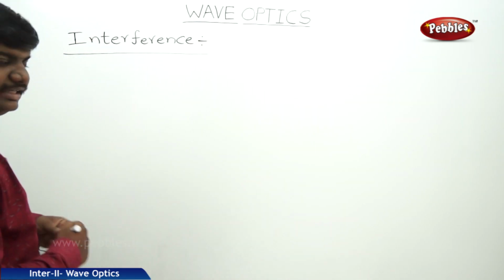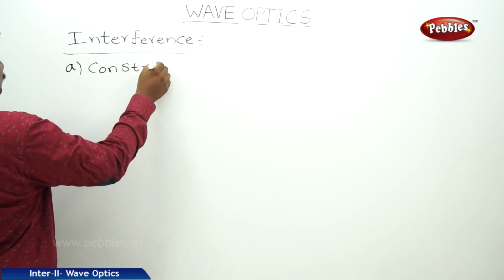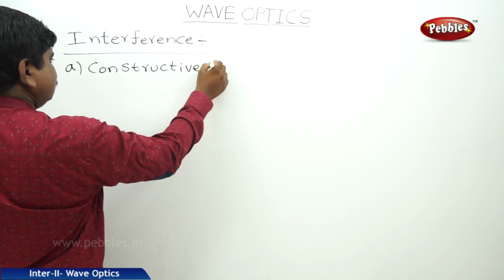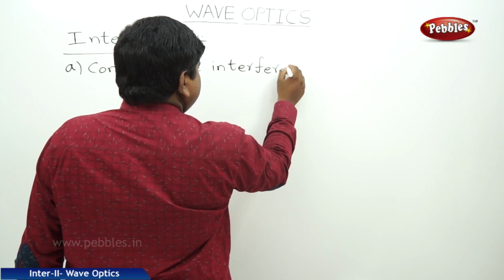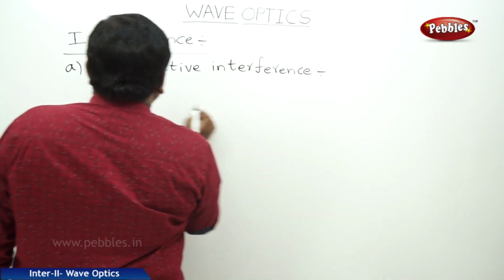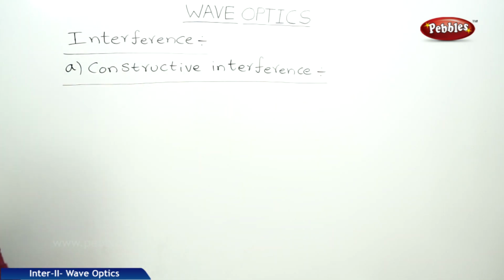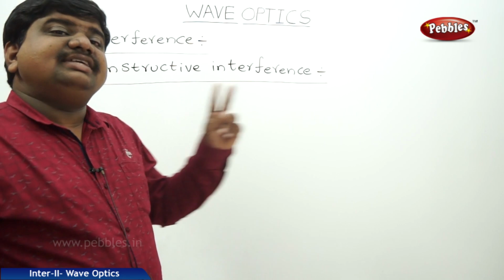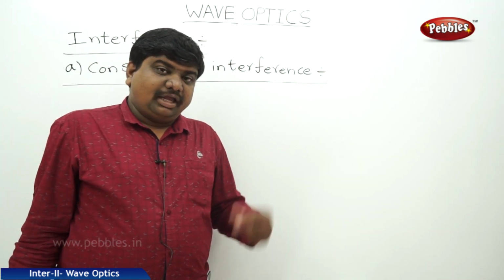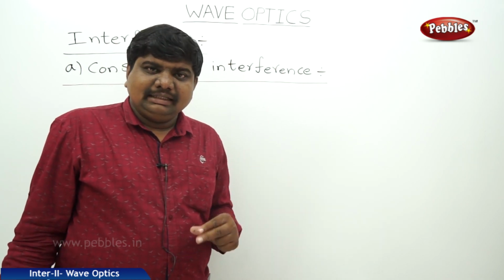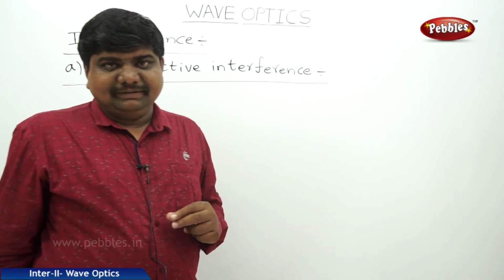The first one in the interference is constructive interference. What is this constructive interference? If two waves are in the same phase, maintaining a constant phase difference, according to the superposition principle, their intensities will be added and their frequency also will be added.